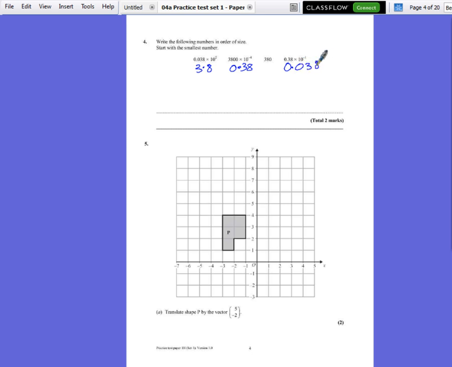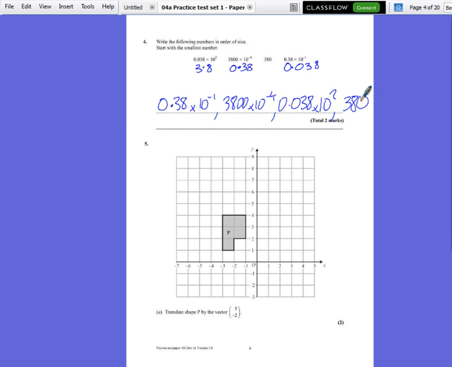0.038. So to put those in order, the smallest will be 0.38 times 10 to the minus 1. Then it will be 3,800 times 10 to the minus 4. Then it will be 0.038 times 10 to the 2. And then finally 380 will be the biggest.